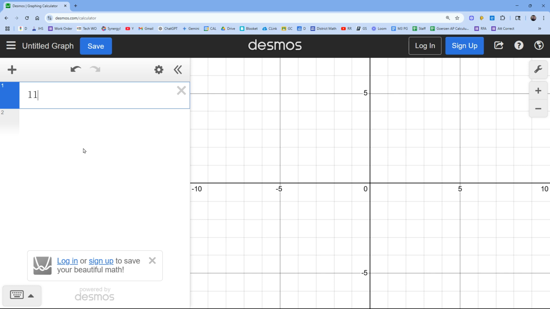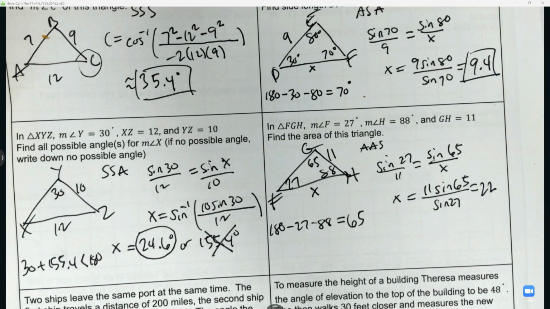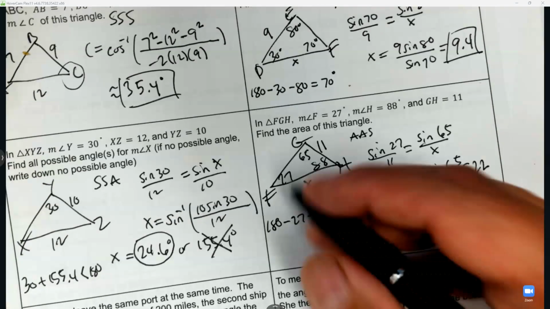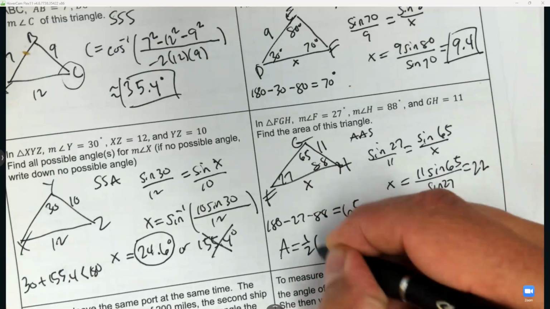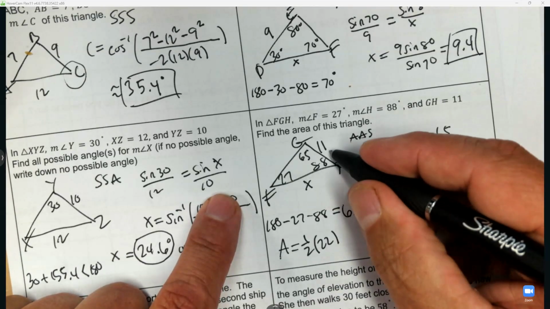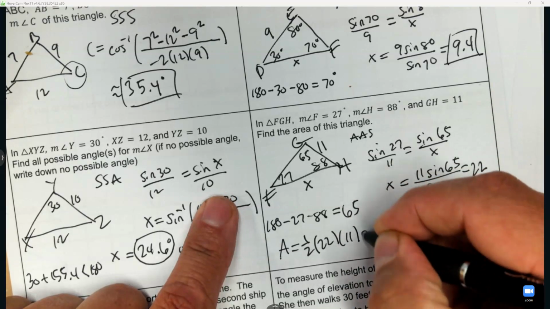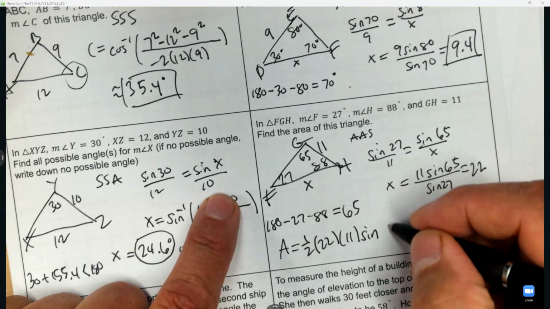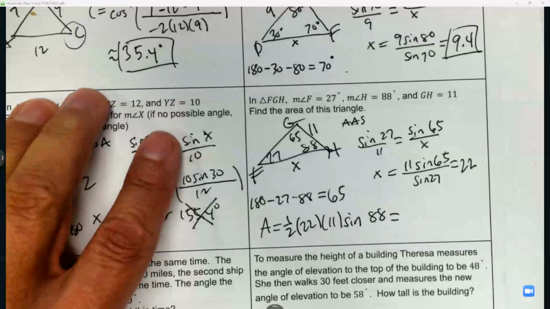So 11 sine 65 divided by sine 27. So about 22? Or 21 point, yeah, 22. Now, we can find the area. So because we have side angle side, that side we just found, which was 22, the other side, which is 11, and then the angle in between them, sine of 88, that's what we're going to type in to find the area.